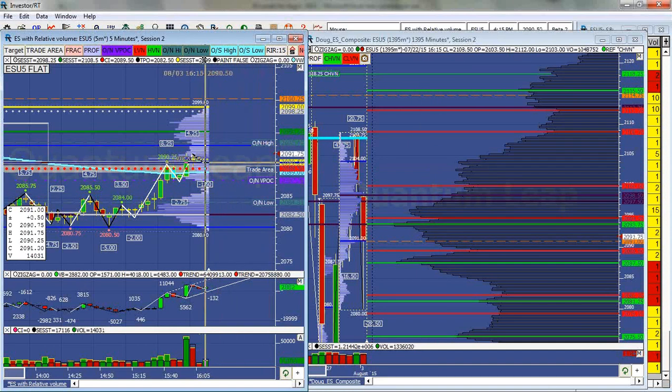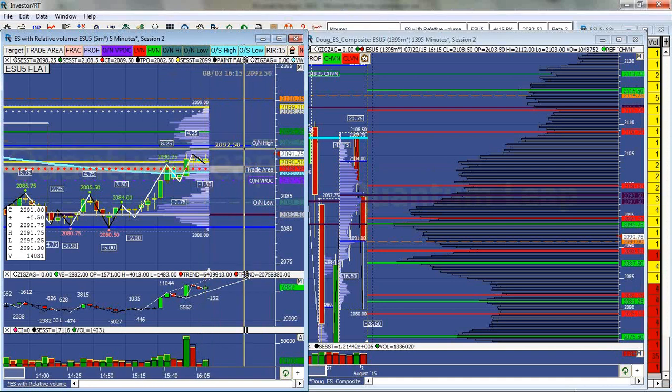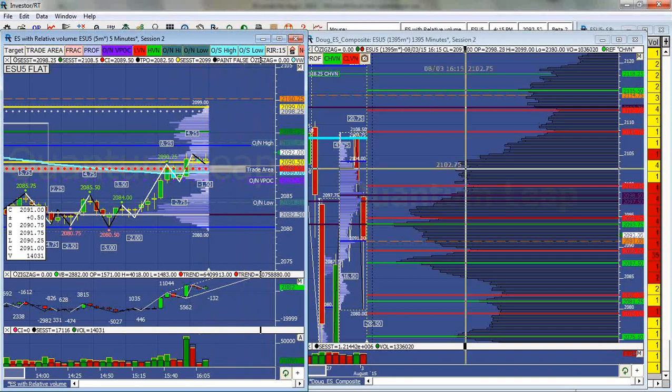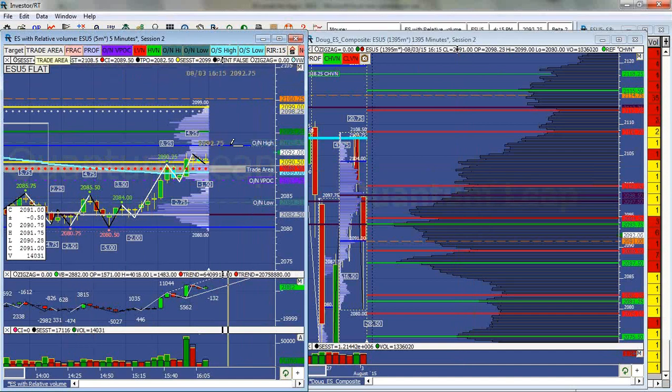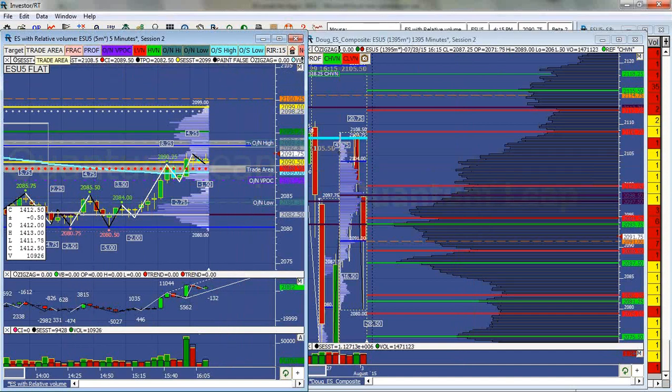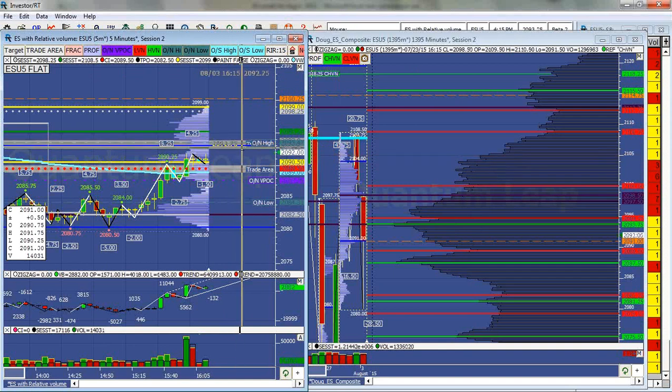Well, we'll probably take out the naked close at 91 at some time this morning. And then the value area high and the overnight high is sitting right at our microcomposite VPOC. So that is our main destination on the open to test. That's going to be our first real big resistance.